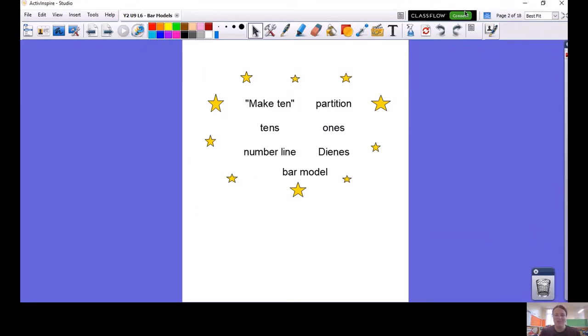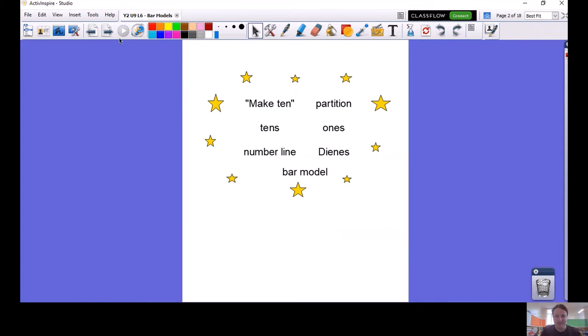So welcome back. I'm now going to share with you the PowerPoint for today, and we're going to have a look at bar models. Now our star words today, we've actually got quite a lot of them because we've got addition and subtraction taking place in this lesson today. But we'll get on to that in a second. These are our main star words. We've got our make 10, which is the same as regrouping. We've got partition, tens, ones, number line, using our deans, which is the representations of the tens and the ones, and using bar models. And for bar models, I'm going to do a bar, so my whole and two parts.